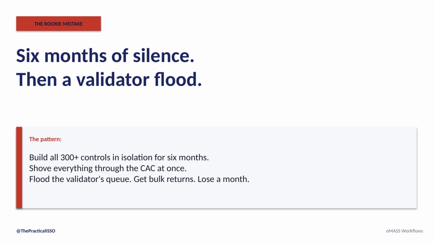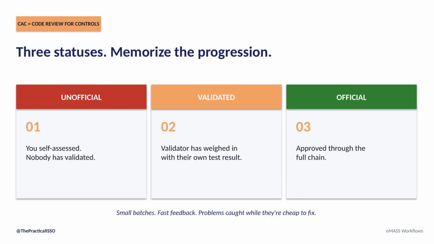Most new security officers never touch the CAC until their security manager asks why none of their controls have been validated. Some build all 300+ controls in isolation for 6 months, then shove everything through at once. That's how you flood a validator's queue, get bulk returns, and lose a month. Let's define them in practice.